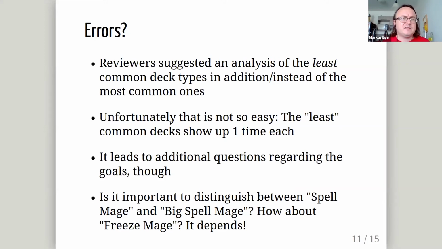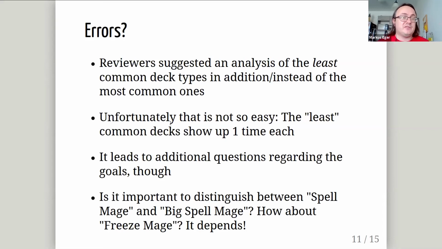We had some reviewers that suggested we should look at the least common deck types. So in this confusion matrix, we had the 15 most common deck types. Reviewers said maybe we can look at the least common ones. We did, but the least common ones show up one time each. So you either have an accuracy of 0 or 100. Not very meaningful.